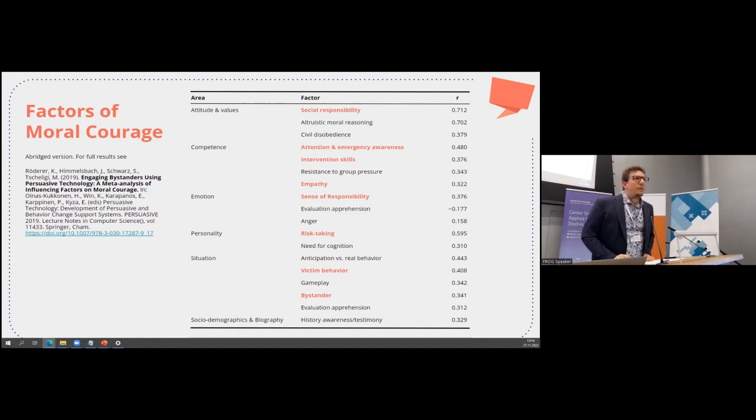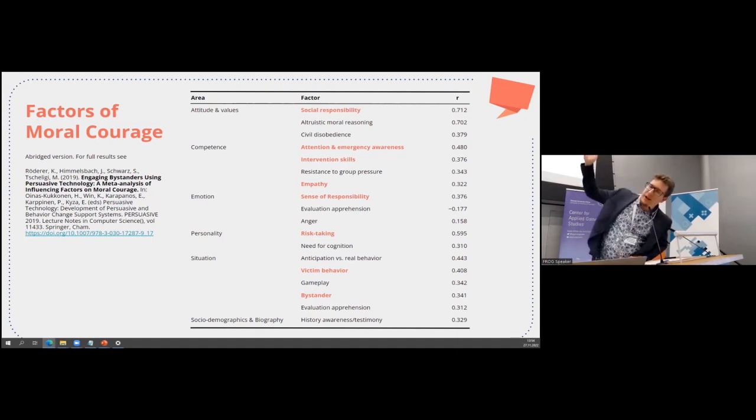gathered from a large number of papers that actually tells you which things do play a significant role in a moral courage situation. The effect sizes here are, the higher or the closer to 1 or -1, the better, to be very brief about this. And there are some factors that work really well. The ones that are bold and red, those are the ones we used for our game.